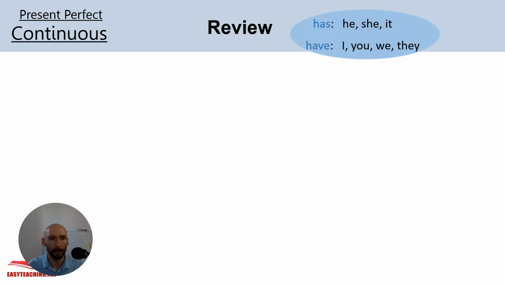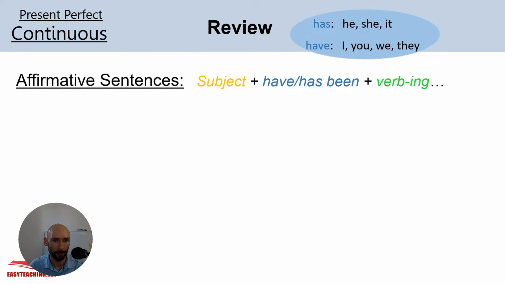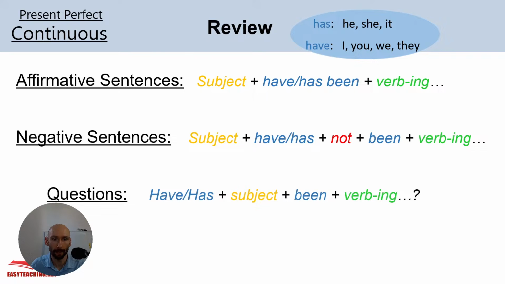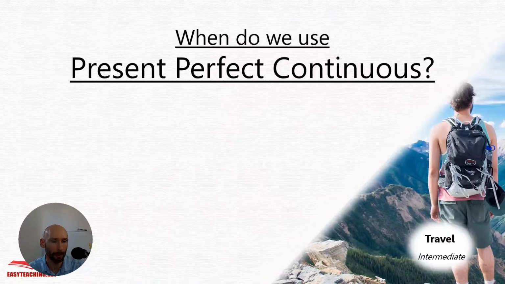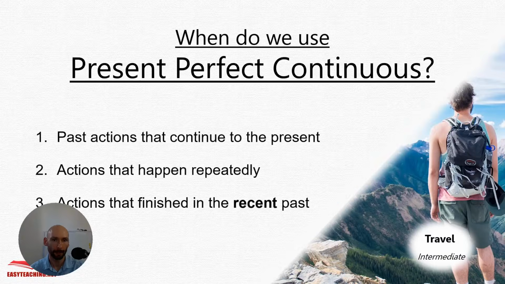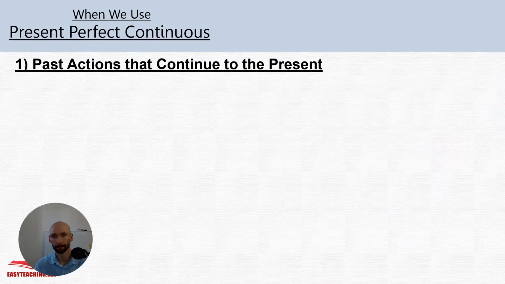Okay, so very quickly to review, here are the 3 structures: affirmatives, negatives, and questions. But as I was saying, it's when we use it that can trick people up. Let's have a look at the 3 times that we use it. Past actions that continue to the present, actions that happen repeatedly, and actions that have finished in the recent past. Okay, we're going to start by having a look at past actions that continue into the present.